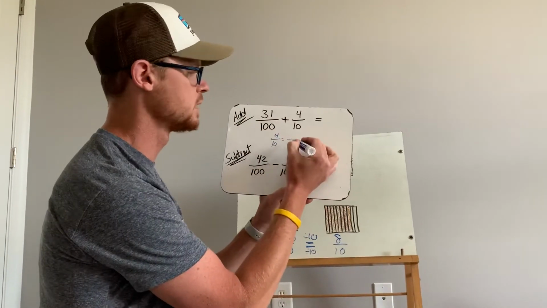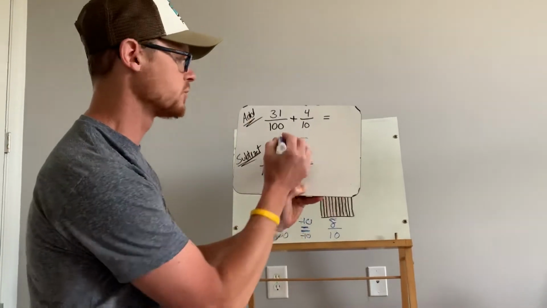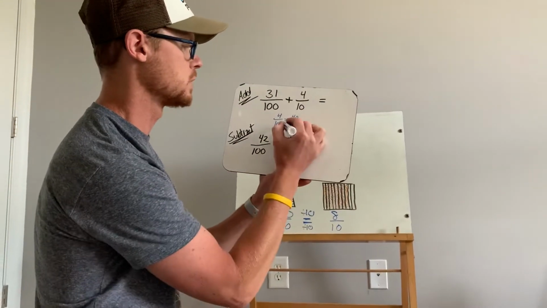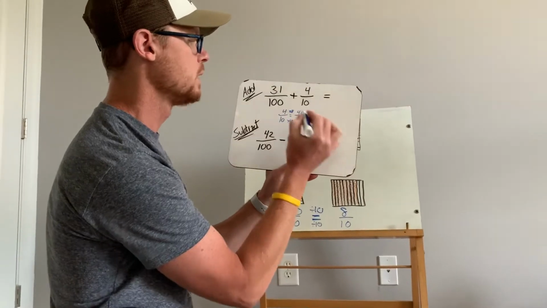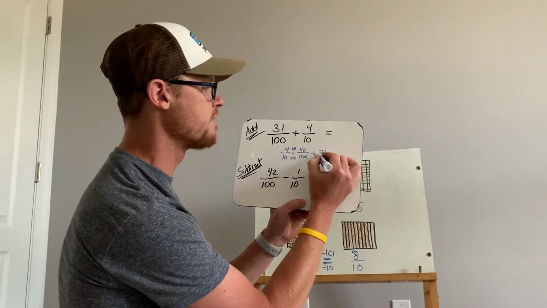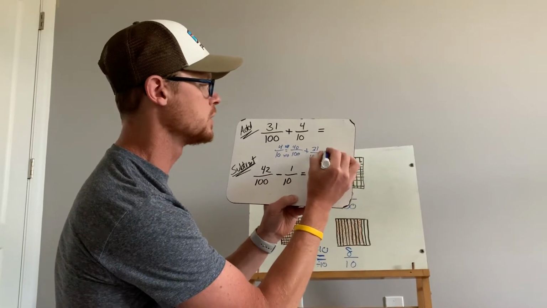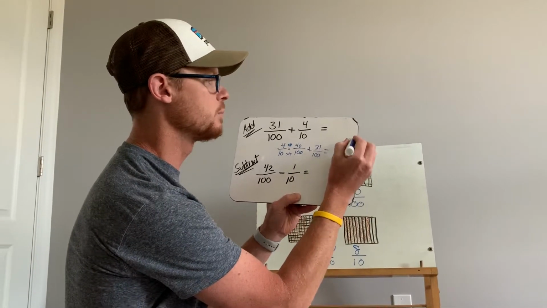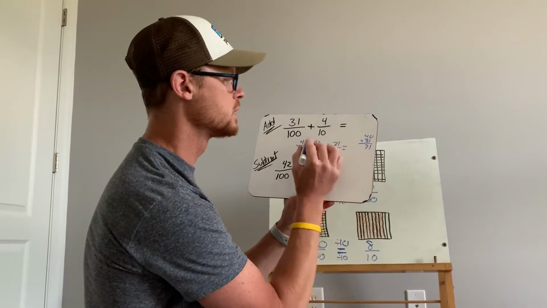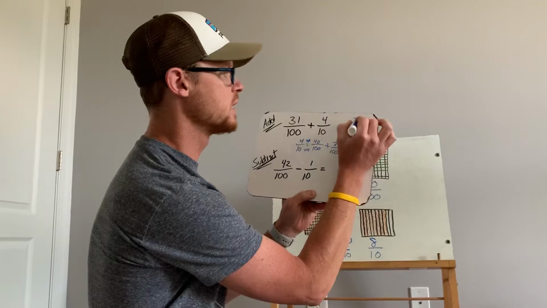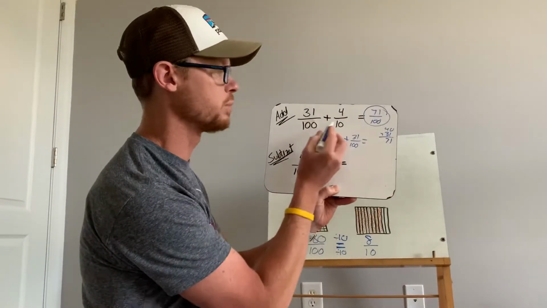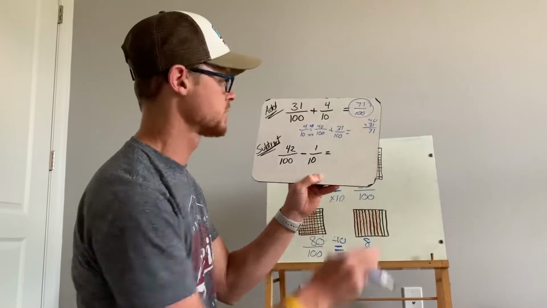Well, 4 tenths is equal to, think about those models, 40 hundredths, because all I have to do is multiply by 10. So now I have 40 hundredths, and then I can add my first addend of 31 hundredths. And 40 plus 31 is 71. So my answer is going to be 71 hundredths. 31 hundredths plus 4 tenths is 71 hundredths.